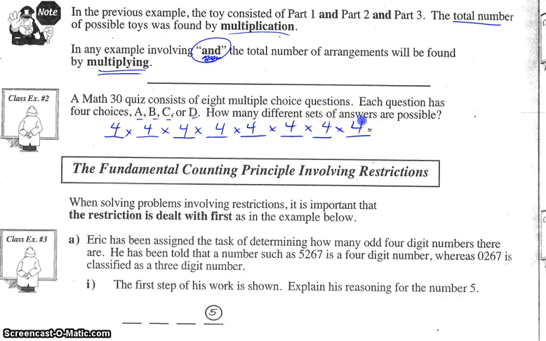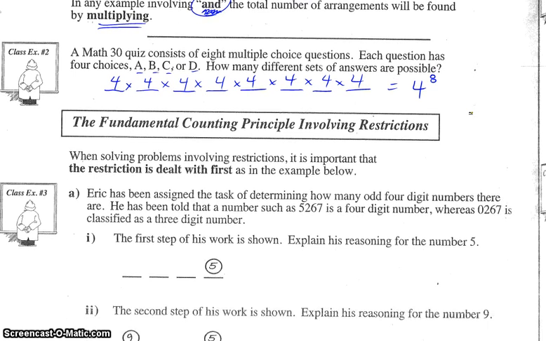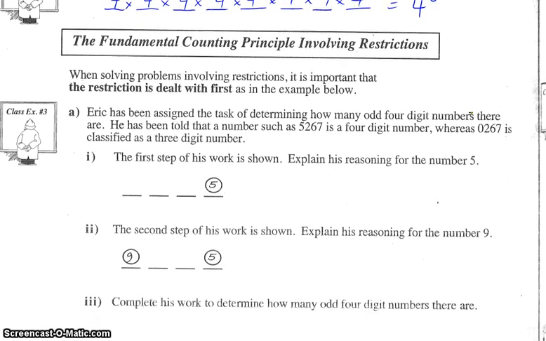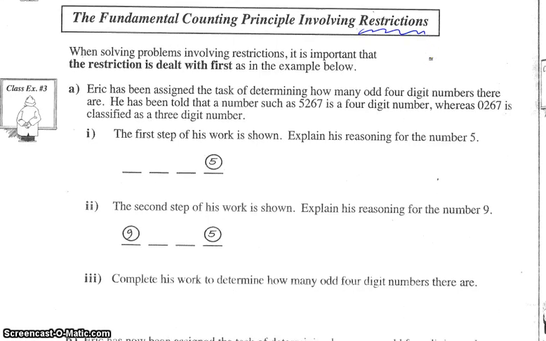So really what that turns into is 4 to the exponent 8, if you multiply 4 by itself 8 times. All right, now we could basically have these same scenarios, but restrictions show up. And what that means is there's going to be some sort of condition that happens on a certain thing that you're making a choice out of. So example number 3, let's look at this one.